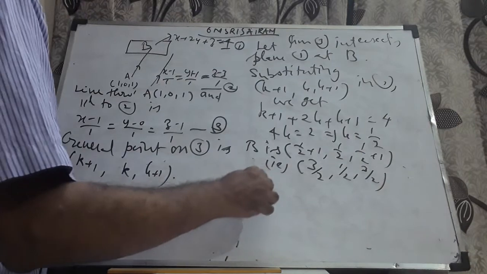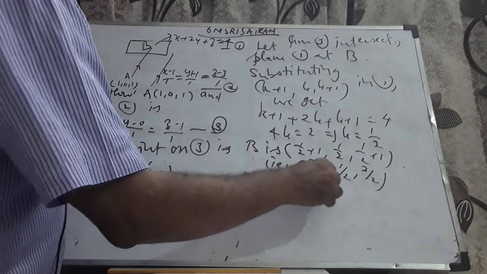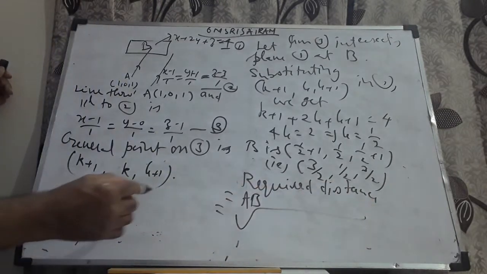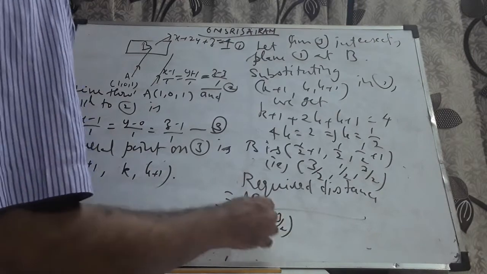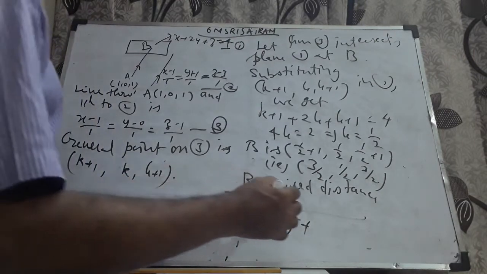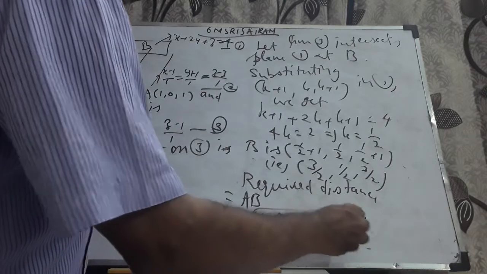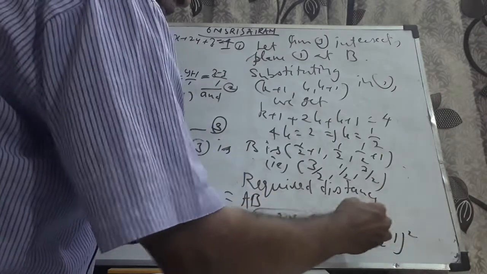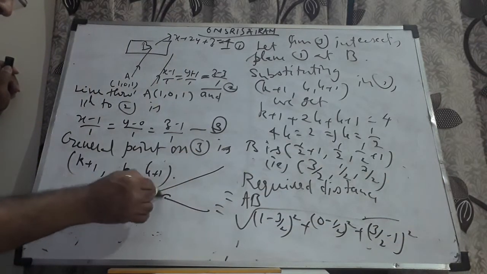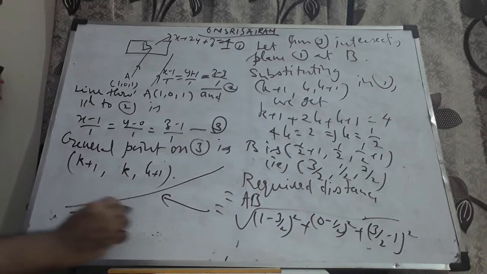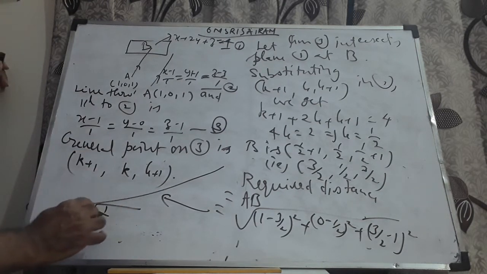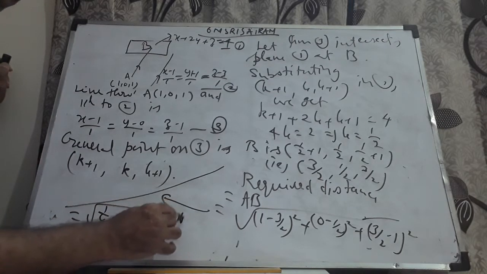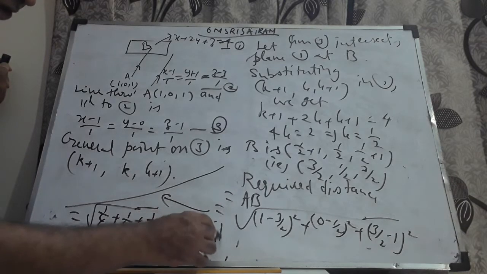My required distance is nothing but AB. My required distance is simply AB. Apply the distance formula. What do I end up with? Square root of (1 - 3/2)² + (0 - 1/2)² + (3/2 - 1)². Let me write the simplification over here, which is equal to root of 1/4 + 1/4 + 1/4. Therefore, this is reduced to root 3 by 2 units. That will be the final answer.